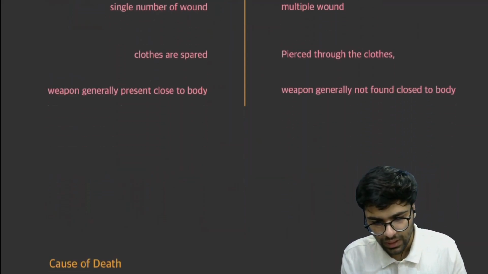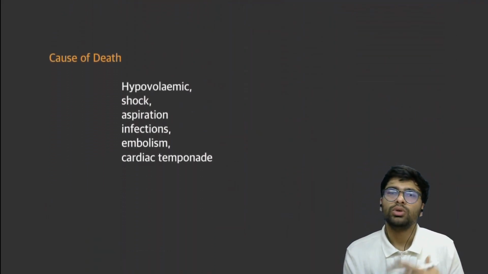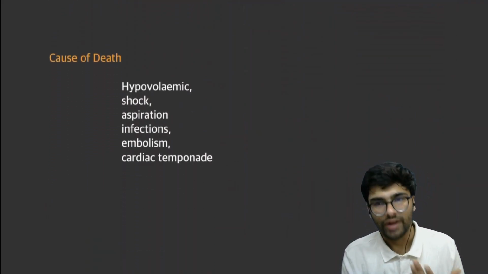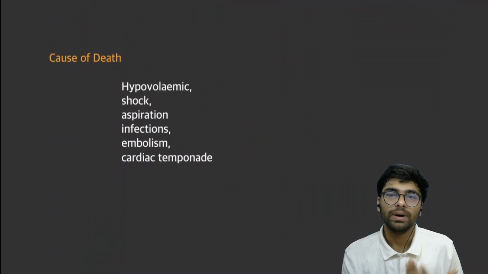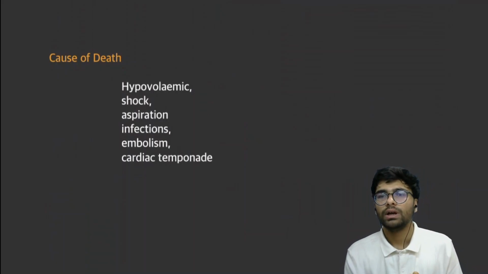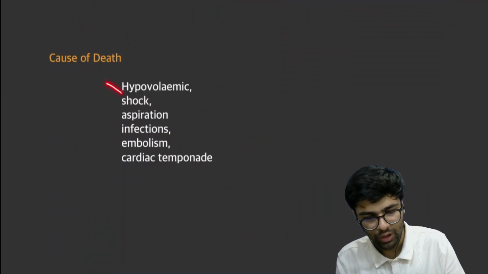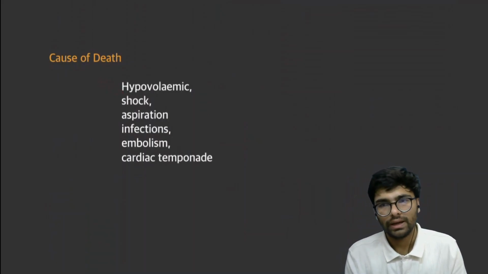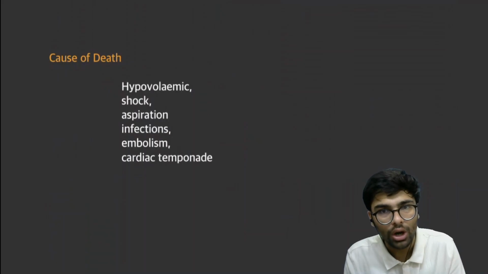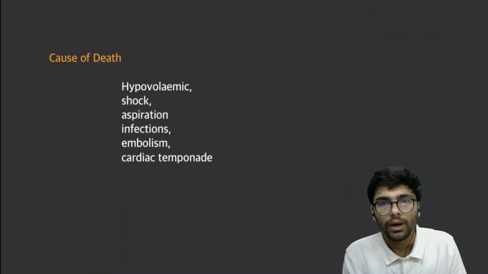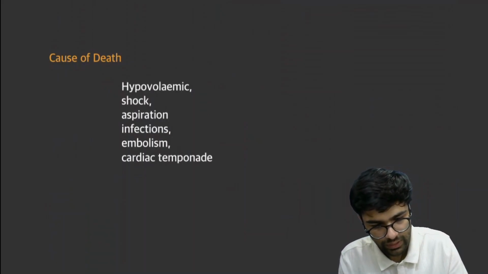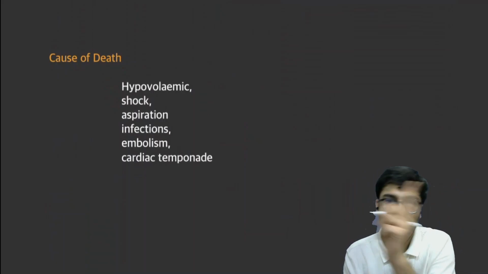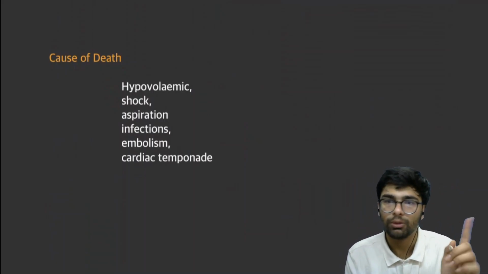Okay. Now, one thing that you can remember is the cause of death. How a person will die if a stab wound has taken place. So it is hypovolemic shock, of course. After stab wound, there will be loss of blood. So it will ultimately lead to hypovolemic shock. I've written this one over the other. I'm sorry, it has to be in the single line, hypovolemic shock.